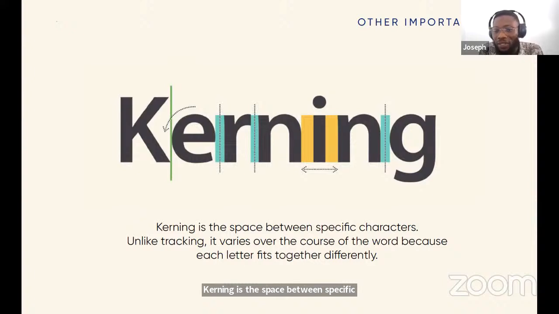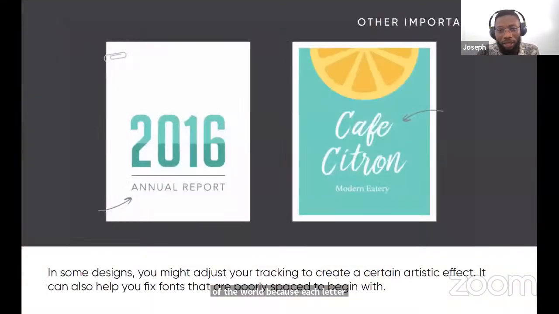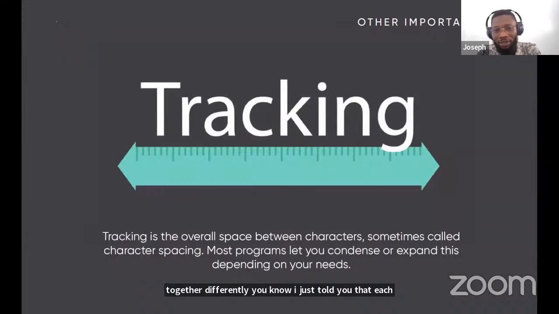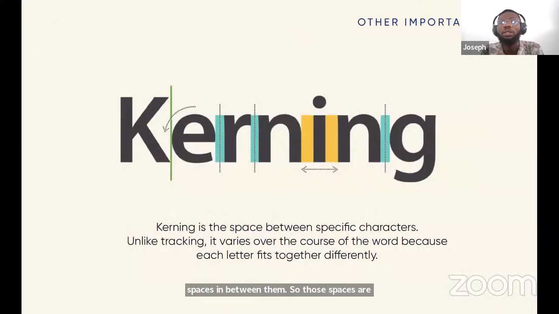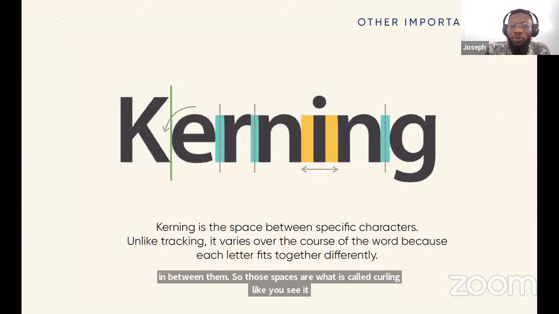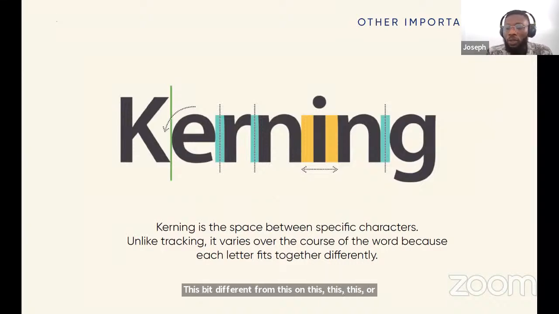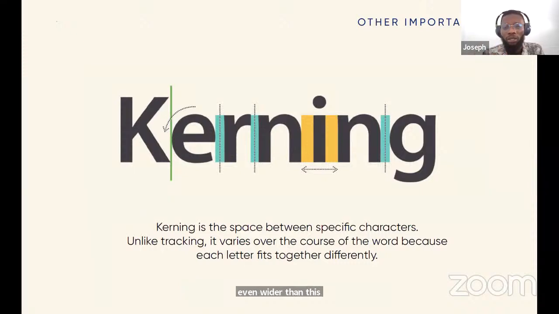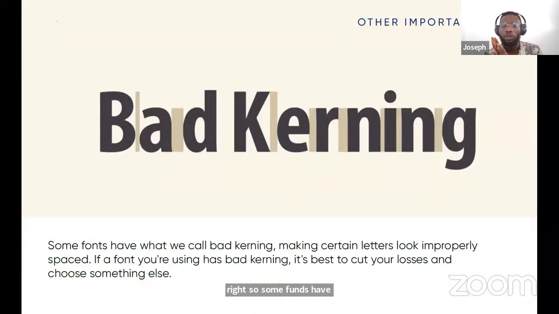Unlike tracking, it varies over the course of the word because each letter fits together differently. I just told you that each letter has different spaces in between them. So those spaces are what is called kerning, like you see here. This space is different from this, and this is even wider than this, right? So some fonts have proper kerning, so you would not need to adjust. Some other fonts have bad kerning, which means that you have work to do. But most times, don't stress about it.